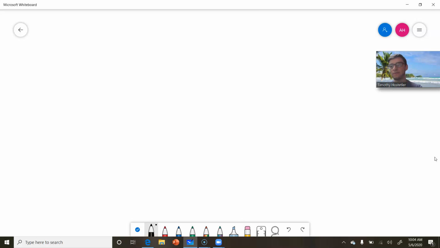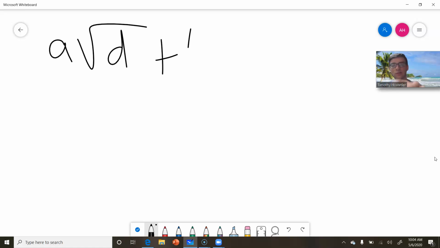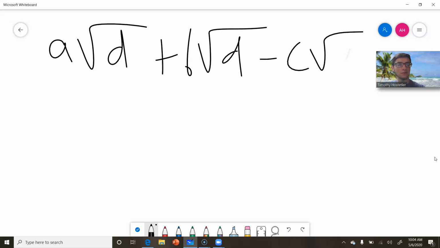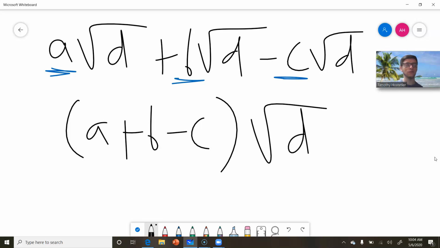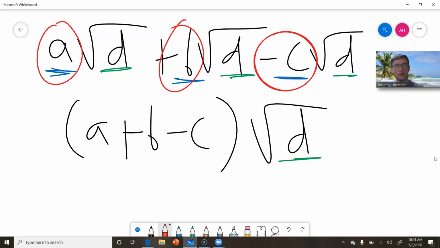If we have a times the square root of d, plus b times the square root of d, minus c times the square root of d, guess what we do? We just combine what is out front. We do a plus b minus c, all that times the square root of d. The square root of d is totally unaffected, okay? Whatever's in here doesn't change. But what's out here that I'm circling in red goes all together and goes in the front.